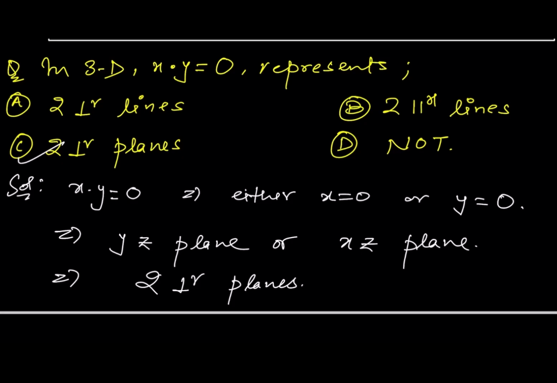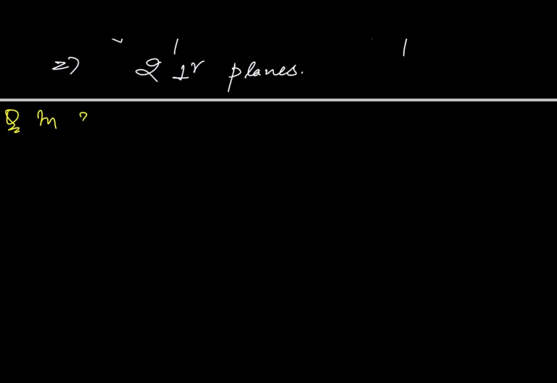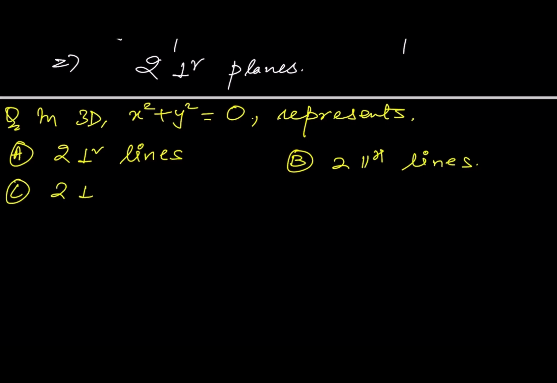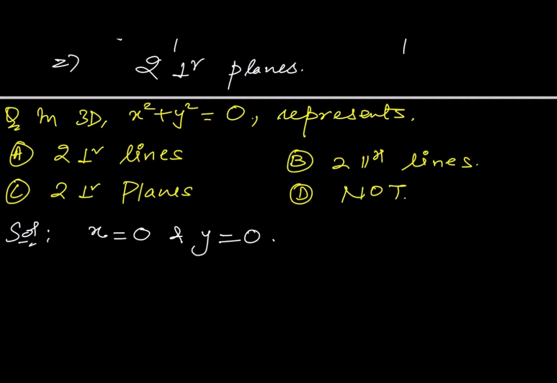Okay. Now the next question. In 3D, x square plus y square is equal to 0 represents option A, two perpendicular lines, option B, two parallel lines, option C, two perpendicular planes, and option D, none of these. Okay. So if you are given x square plus y square is equal to 0, it implies x is equal to 0 and y is equal to 0. Then only the equation x square plus y square is equal to 0 will be satisfied.